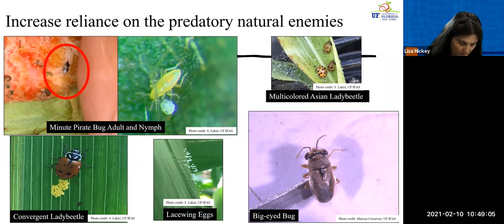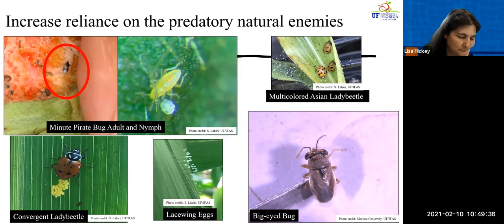The minute pirate bugs are really tiny. You can see the adult here feeding underneath the strawberry fruit calyx, and it's as small as the strawberry seeds themselves. But they know where to look for their prey because the thrips and the mites like to hide underneath the strawberry calyx, the fruit calyx, or the flower calyx. So they know exactly what they're looking for, as do their nymphs.